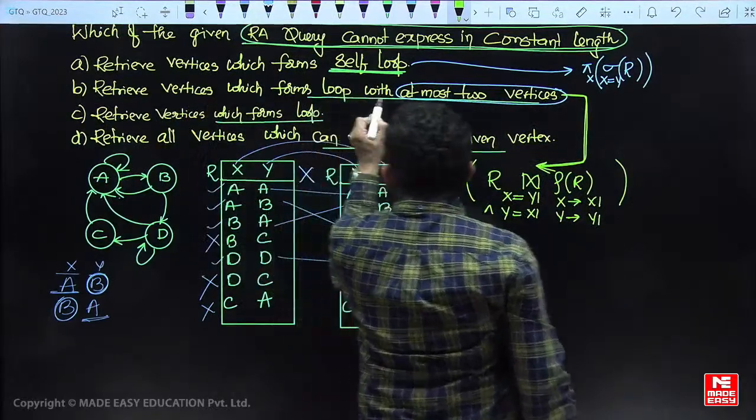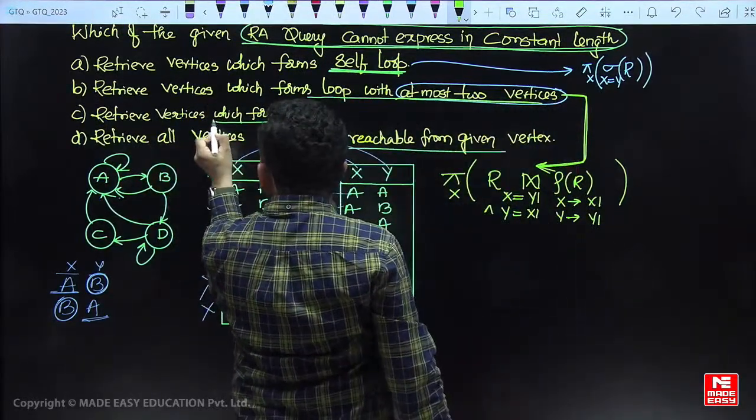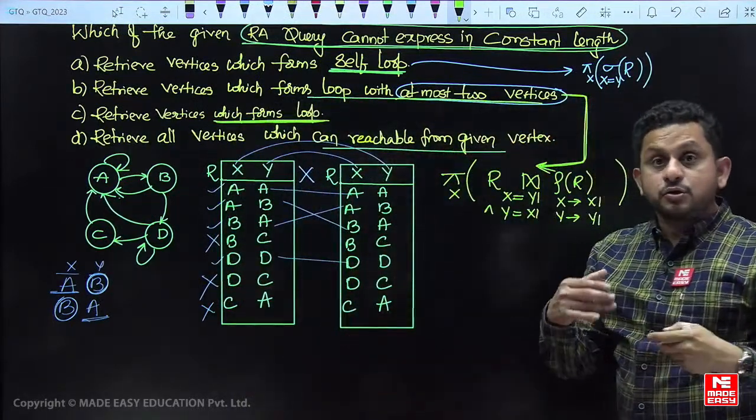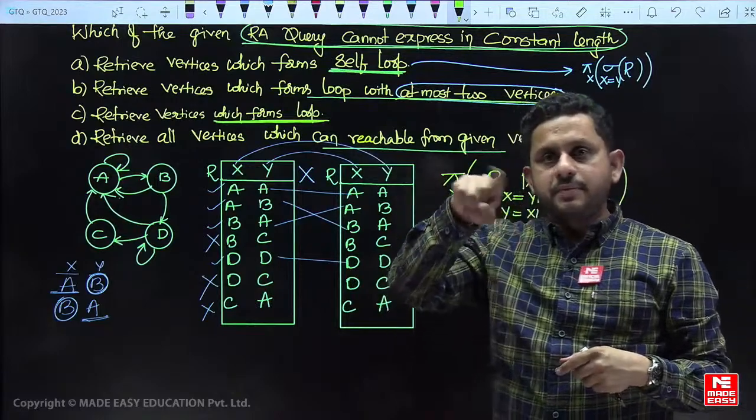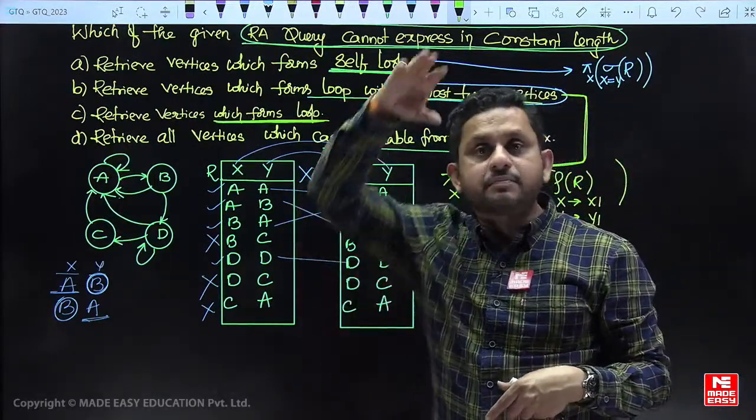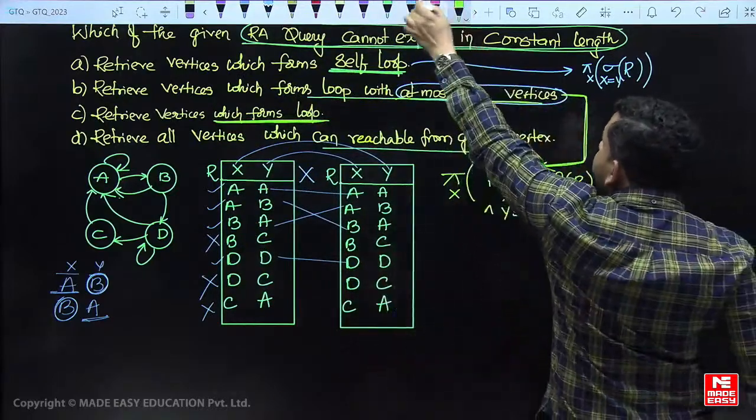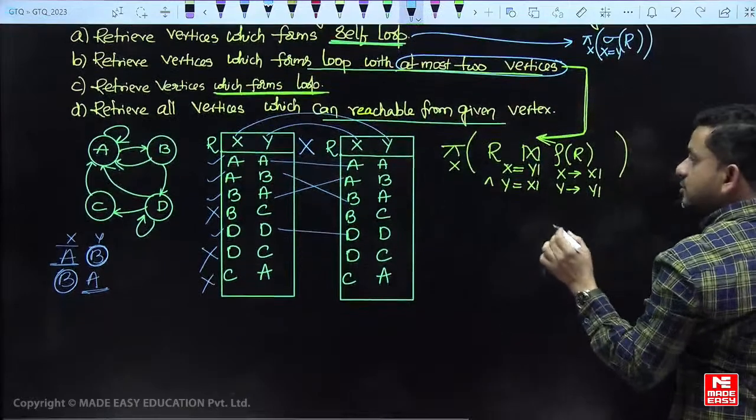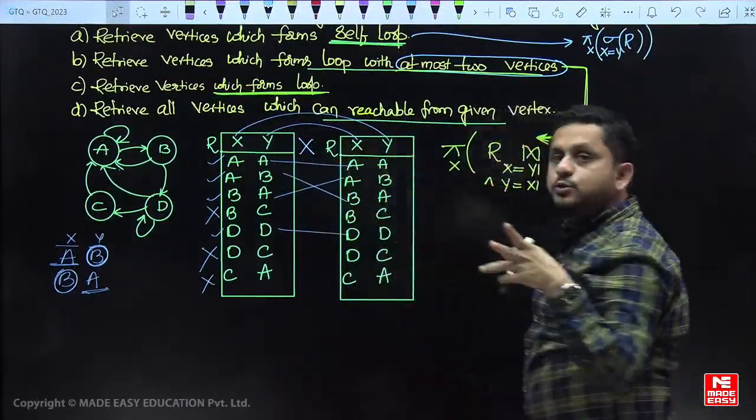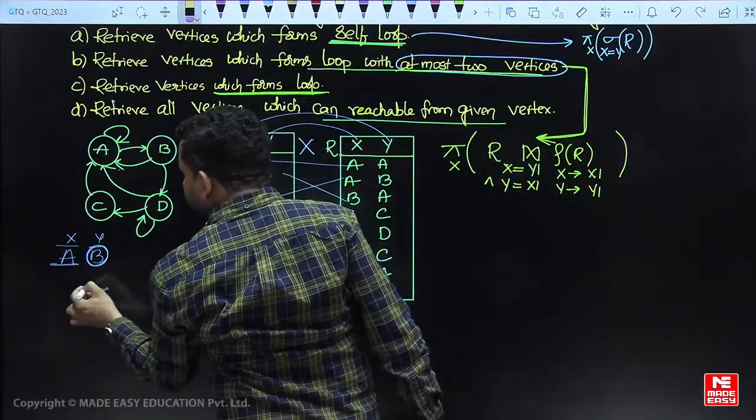See, the length is given, it is okay, but the third one asks whether it forms a loop or not. Forming a loop may mean a self loop, or a 2 vertex loop, or a 3 vertex loop, or a 4 vertex loop, or an n vertex loop. So the length is not given. If it is a 2 vertex loop you need a 2 table cross product, for a 3 vertex loop you need a 3 table cross product, so how will it go to the 3 vertex loop?